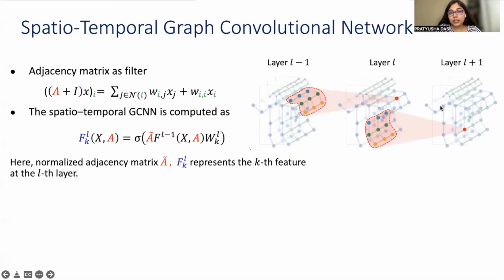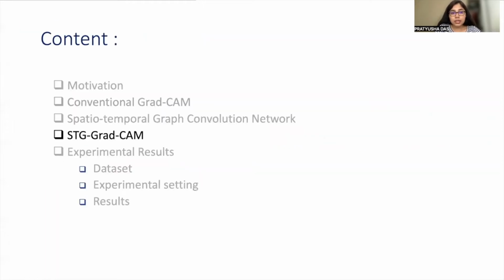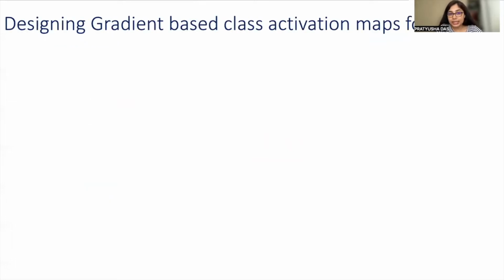And here in this figure, what you are seeing is how we compute the feature from the L minus 1th layer to the Lth layer. So for this particular node, we take a weighted average of their spatial nodes, at the same time the temporal nodes, and then the output is stored for the next layer, and so on. So as we can see, the spatiotemporal localization of the data is retained by the STGCN. Now let's see how we can design the spatiotemporal graph GradCam to understand the output given by STGCN.